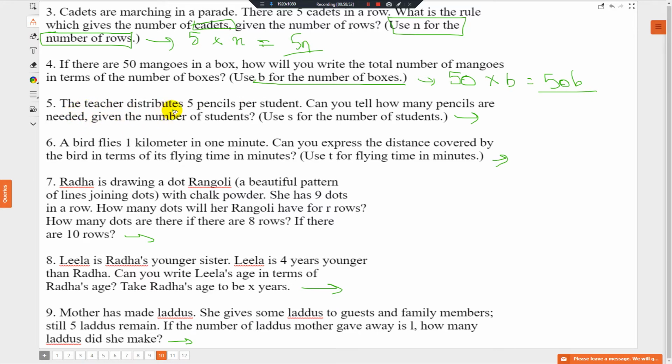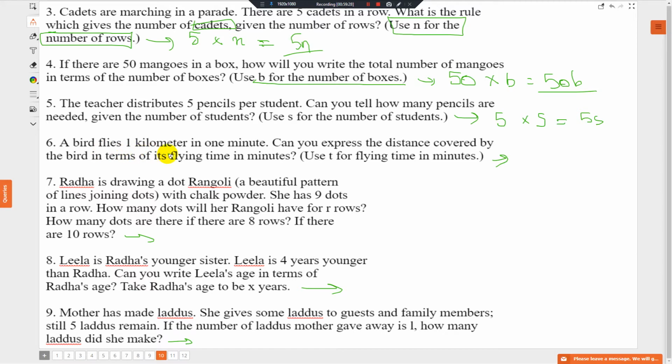If the teacher distributes 5 pencils per student, can you tell how many pencils are needed given the number of students? Use S for the number of students. A teacher is distributing 5 pencils to each student. Can you tell how many pencils are needed in total for all the students? We don't know the number of students, but the statement is the same, which gives 5 into S, that is 5S.